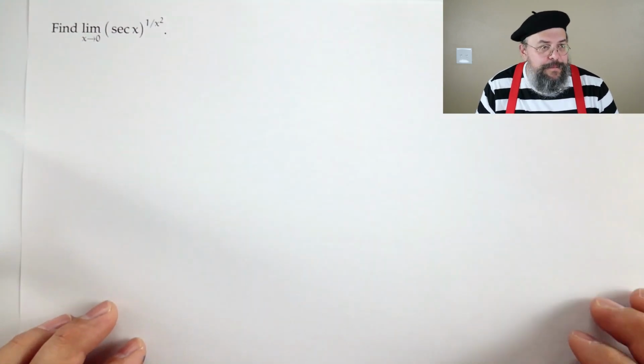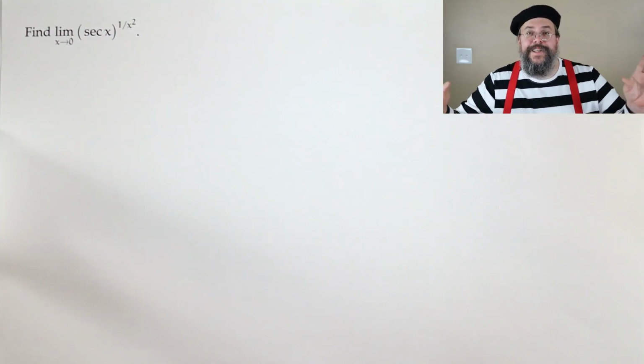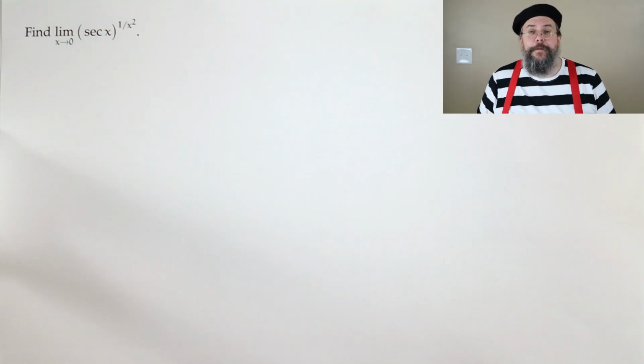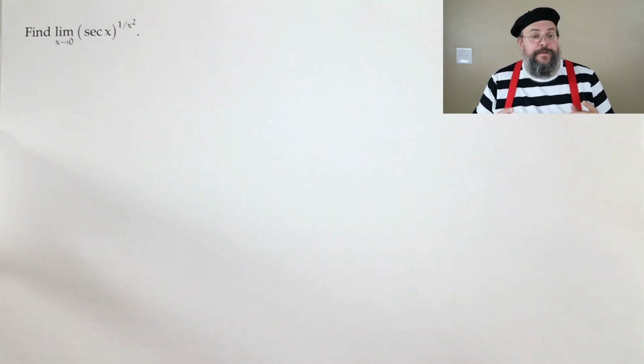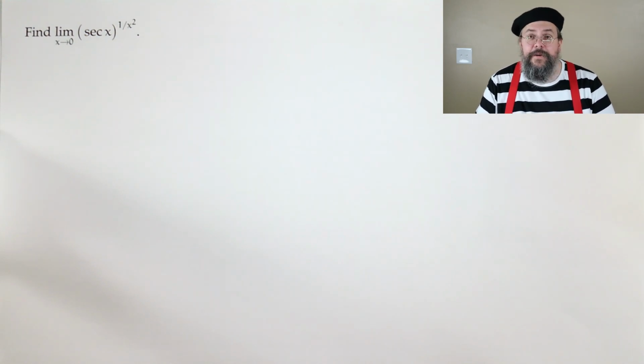This is a great problem. And I won't say what the answer is at the beginning, but if you can see this and guess the answer, you're amazing. Well, we're not going to guess. We're going to work the problem. So, find the limit as x goes to 0 of secant x to the 1 over x squared.